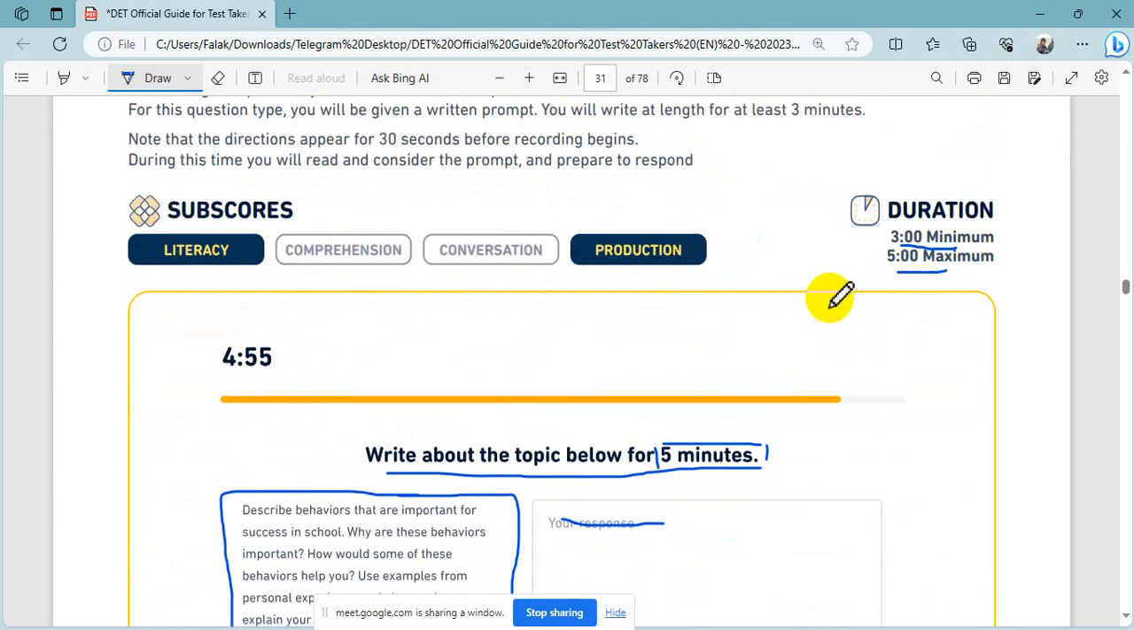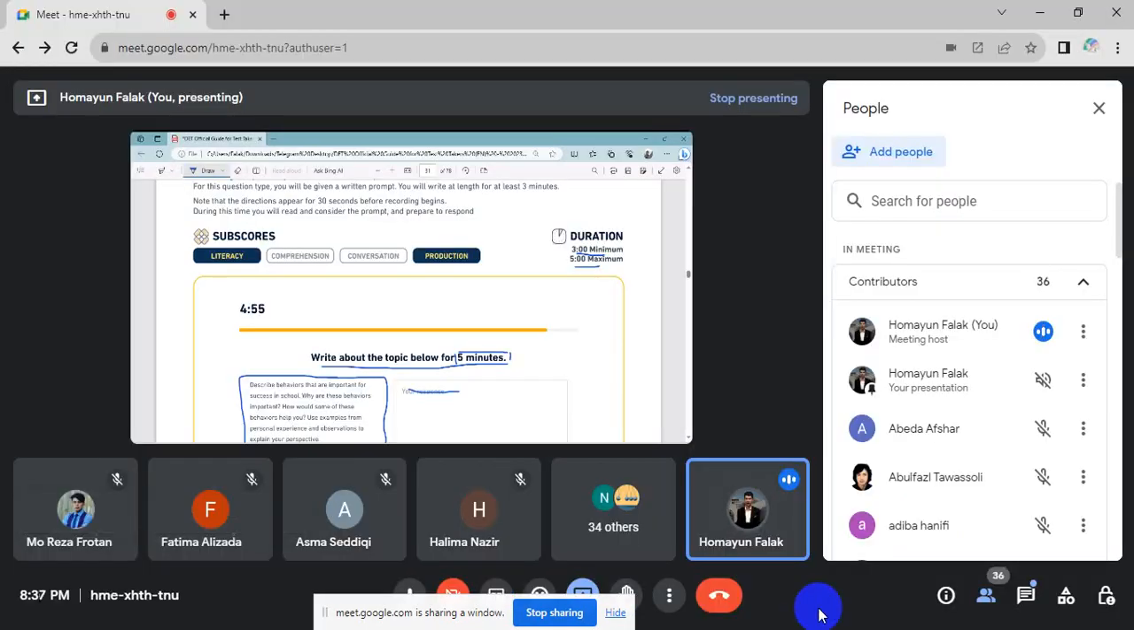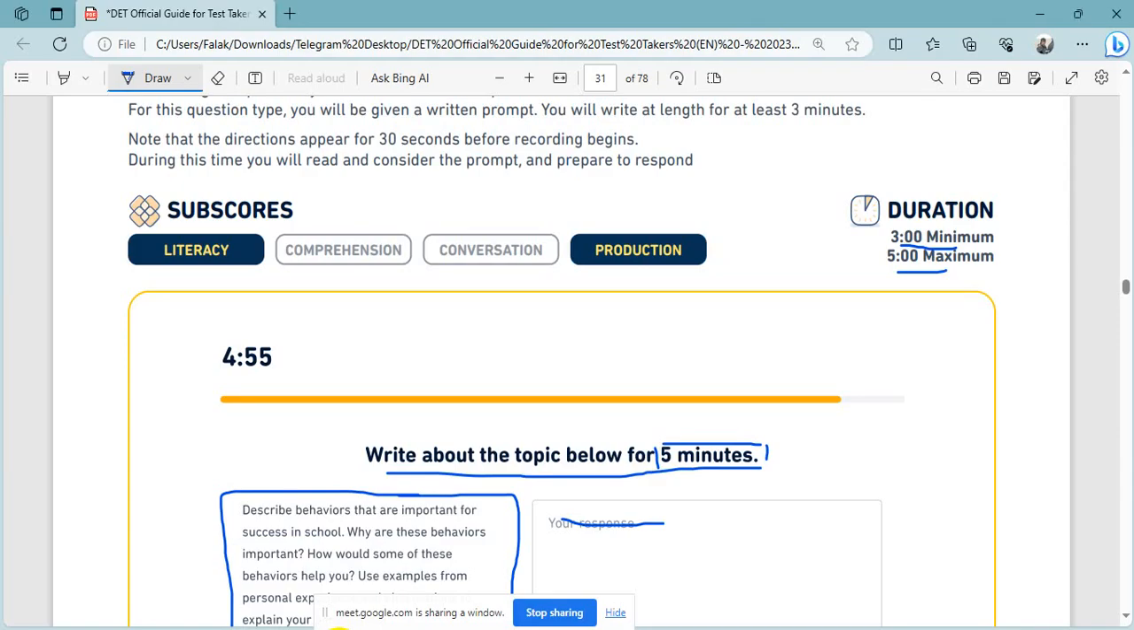At least you should write 50 words. And if you write more than 50 words, chances are that you will get a good score. So maximum you have 5 minutes. If you wanted to type more than 5 minutes, you will not be allowed to do that, because after 5 minutes the question will automatically move on to the next part. That's why you have maximum 5 minutes.